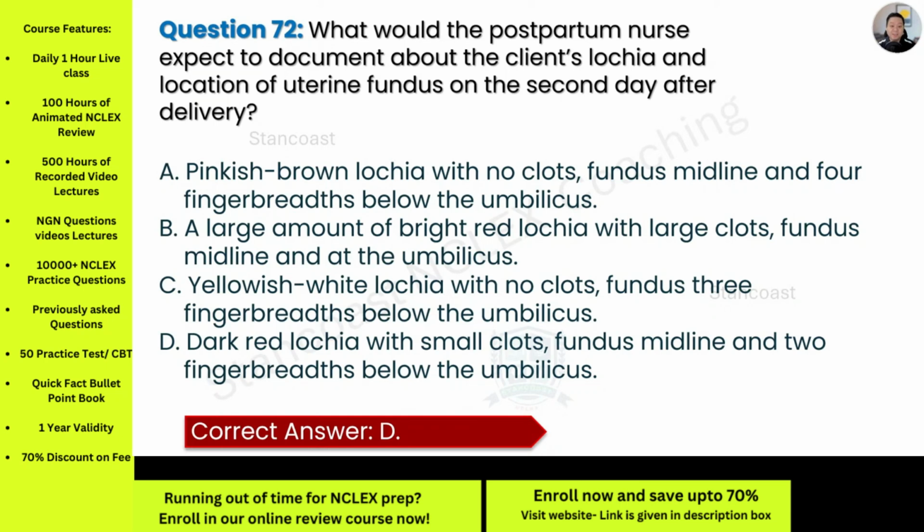And the placement of the fundus should be lower than 3 finger breadths below the umbilicus by day 2. So take note about the lochia progression in 3 stages. Take note about the lochia rubra or dark red color. This is the first stage, from day 1 to 3. We have the lochia serosa, which is the pinkish brown. It can occur during days 4 to 9. And lochia alba, which is the yellowish white drainage. This is going to happen around day 10 and will continue until the end of the postpartum period.